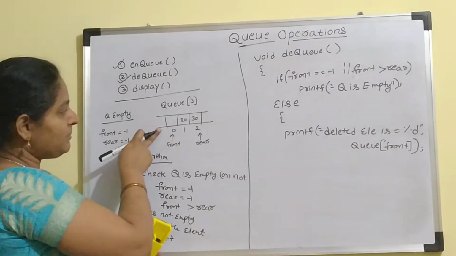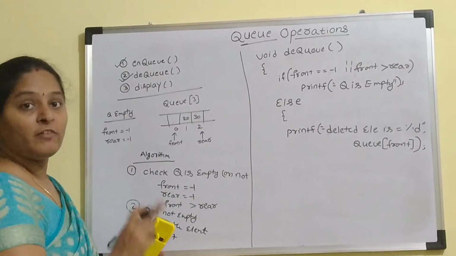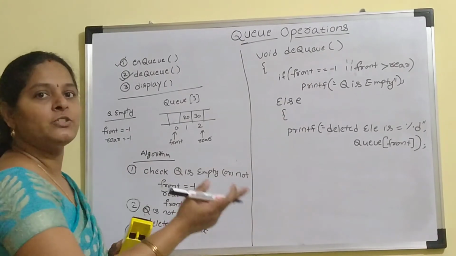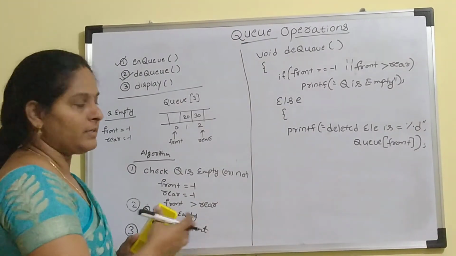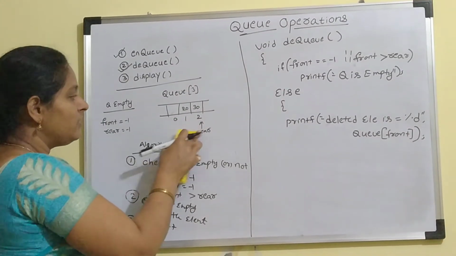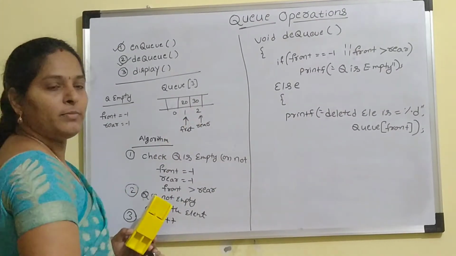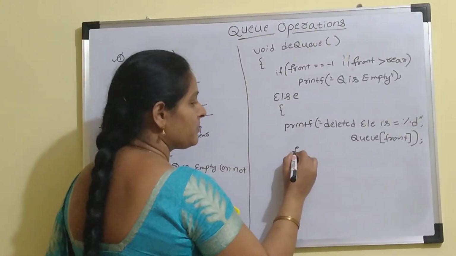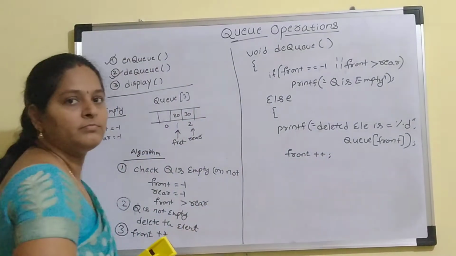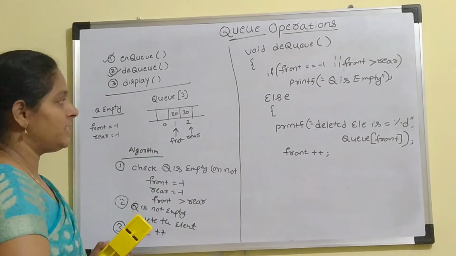So this q of front element I am removing. After removal of 10, the first 0th position becomes empty. The front pointer should not point to the empty location. It should point to the next front element. Which is the next front element? 20. So after deletion, we should increment the front pointer by 1. That's all.